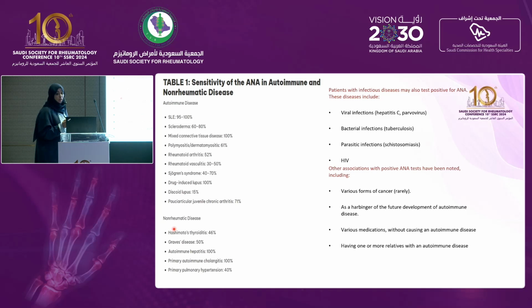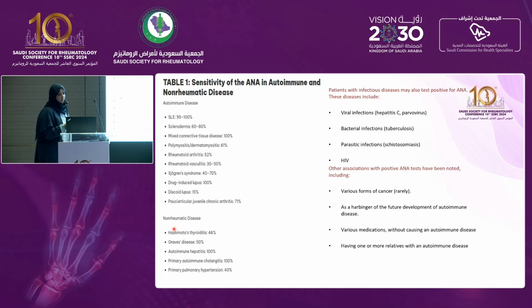So ANA can be positive in autoimmune disease, rheumatological or non-rheumatological, or in other conditions. What is the sensitivity of the ANA? We know that in systemic lupus, from 95, even 98 to 100% of patients will have a positive ANA. And we are mentioning ANA now as a screening for autoimmune disease. In cases of scleroderma, it reaches 80%. In cases of mixed connective tissue disease and drug-induced lupus, it is 100%. So if you find the ANA negative in these patients, you can exclude these types of disease.